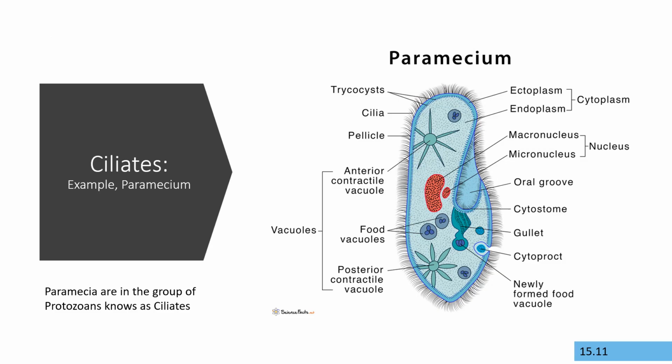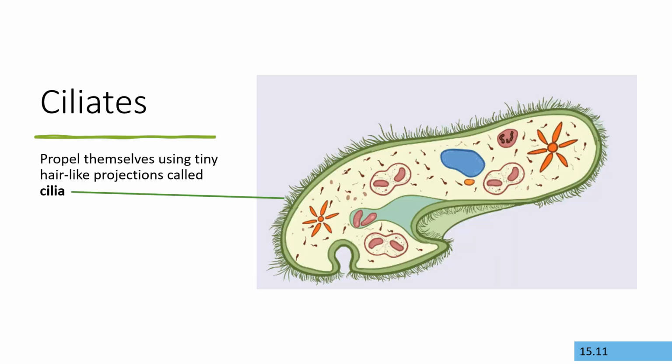The first group of protozoans we're going to talk about are the ciliates. You may be familiar with the paramecium, which is an example of a ciliate. Ciliates are covered in tiny hair-like projections called cilia. These cilia beat rhythmically to propel the protist through the water. If you want to see what this looks like, there will be a link to a YouTube video below this video showing the cilia moving on a ciliate protist.